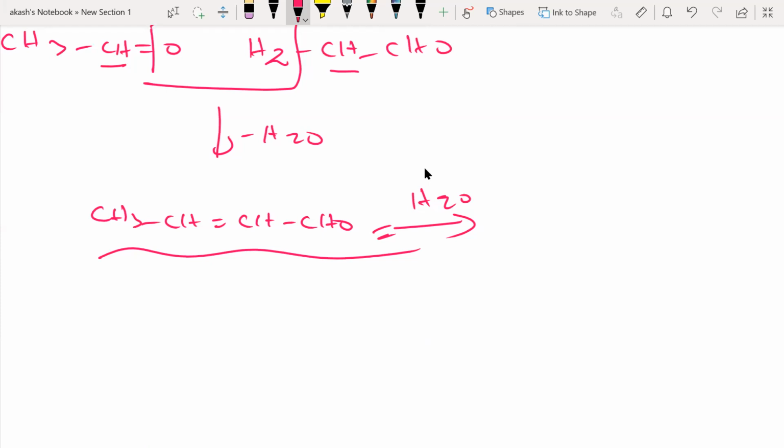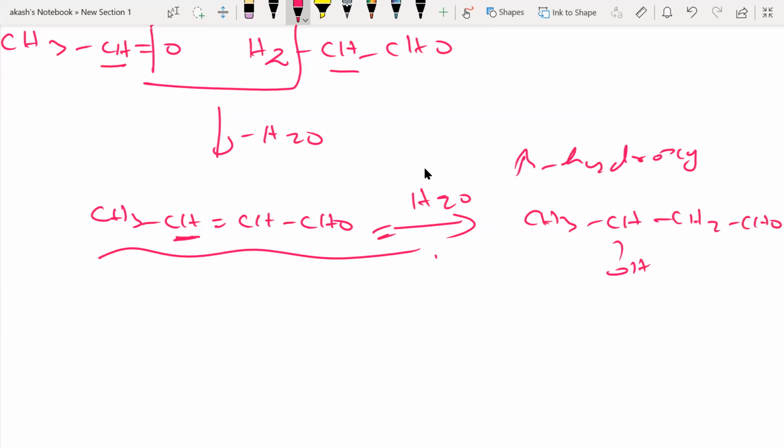You know that you have to form a beta hydroxy aldehyde or ketone is what you have to form. So you have to add OH here, right? So you will form CH3, CH, OH, CH2, CHO.